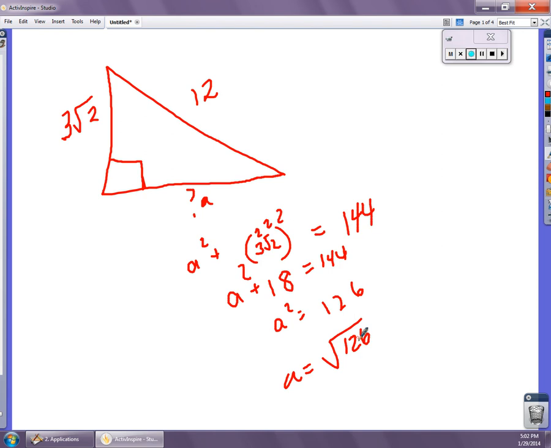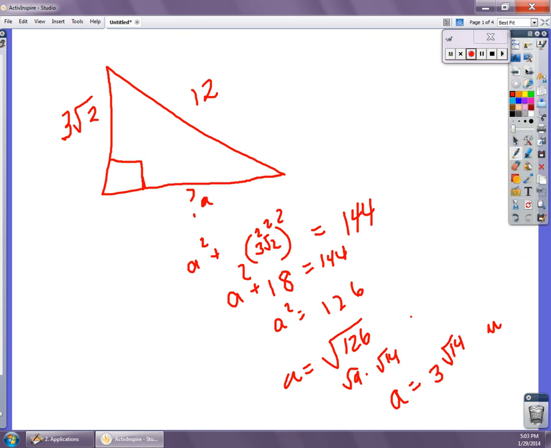So you're thinking of the perfect squares: 4, 16, 36. I'm going to go ahead and try 126 divided by 4, and that doesn't come out evenly. So I'm going to try 126 divided by 9, and that's 14. So root 126 is the same thing as root 9 times root 14. So right there you get it simplified. Side a is 3 root 14 units. And then you could also use the calculator to get an approximate answer.